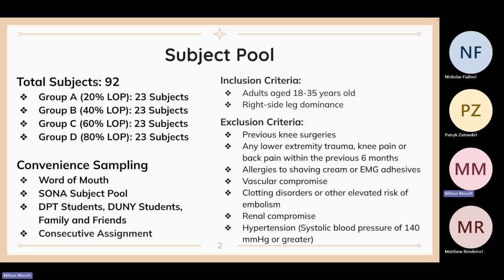So for our subject pool, we originally started with the idea of getting 80 and we were able to get 92. So that's 23 subjects per group. We have 4 different levels of occlusion pressure: 20%, 40, 60, and 80%.